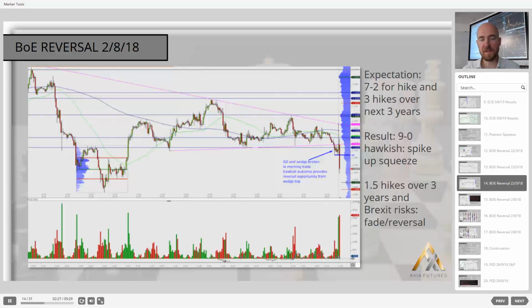Anything that turns back up inside this wedge, all of those shorts who played for that continuation, that breakout below the wedge, below the inside day, are likely to come out. And remember, you get lower liquidity over these central bank decisions, so that's potentially going to create a larger move to the upside as well.